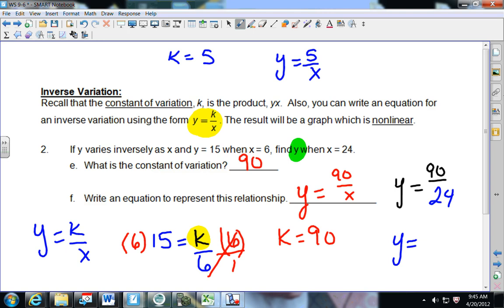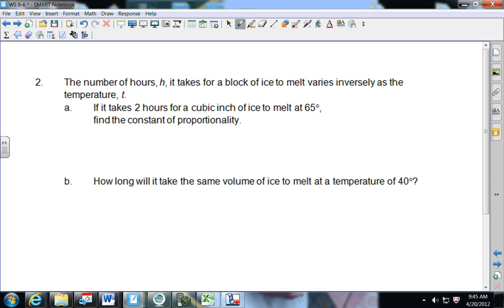All you're doing is substituting it in. So you're taking 90 divided by 24, and you get 3.75. Okay. Let's go. There we go. Take a minute. Pause the video. Use the equation y equals k divided by x, and I want you to try and figure out what this is.